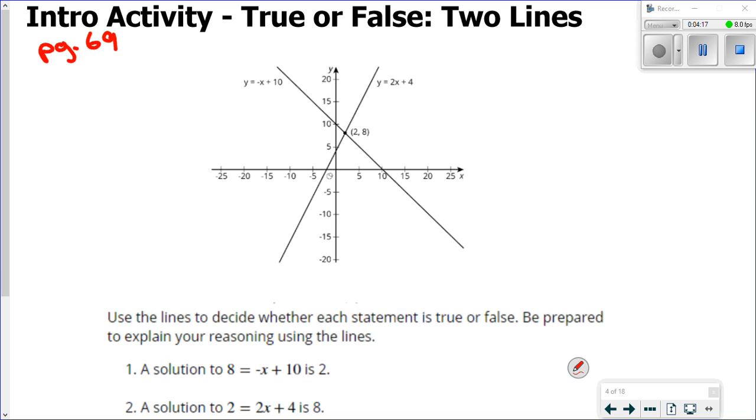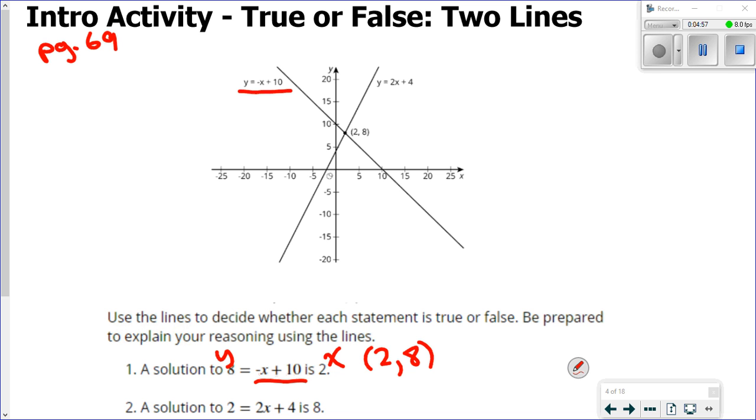All right, problem 1 says a solution to 8 equals -x plus 10 is 2. So if I take a look at this equation, 8 equals -x plus 10, they are referring to the line up here where it says y equals -x plus 10. What they are telling me is that y is 8 and x is 2. So if I were to think about that in terms of an ordered pair, that would be (2, 8). So I'm going to ask myself, does (2, 8) fall on this line?